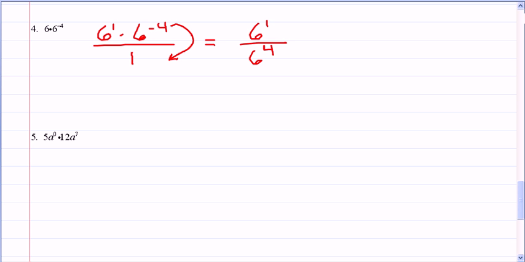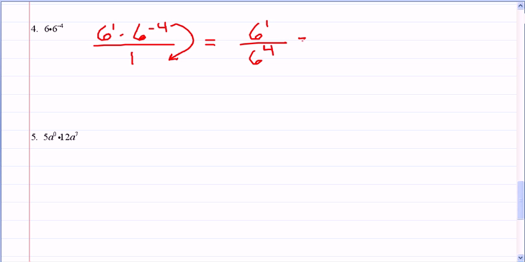For number 4, we have 6 times 6 to the negative 4. And I'm just going to rewrite this first as 6 to the 1st times 6 to the negative 4. And then I want to write it as a fraction, put it over 1, and then only take the negative 4, move it to the denominator, so that I have 6 to the 1st over 6 to the 4th. The only part that moves is the one that has a negative exponent. Everything else stays where it is.